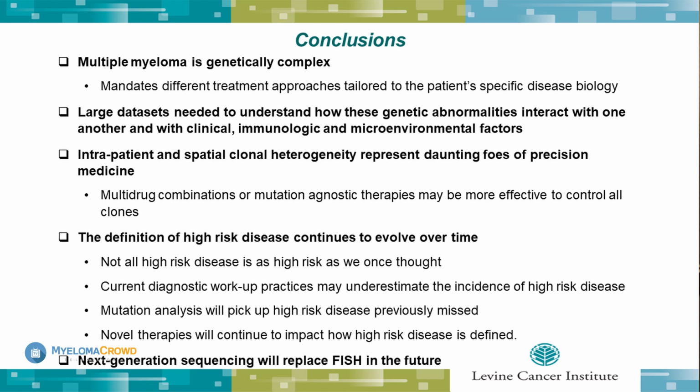The definition of high-risk disease continues to evolve over time, as I said before, so we'll always have to revisit whether our definitions of high-risk disease are accurate. And then lastly, FISH is very powerful, but these genomic tests that we have available now can give us so much more information. I think as these tests become less and less expensive, we'll start employing them in clinical practice as part of our baseline diagnostic testing.